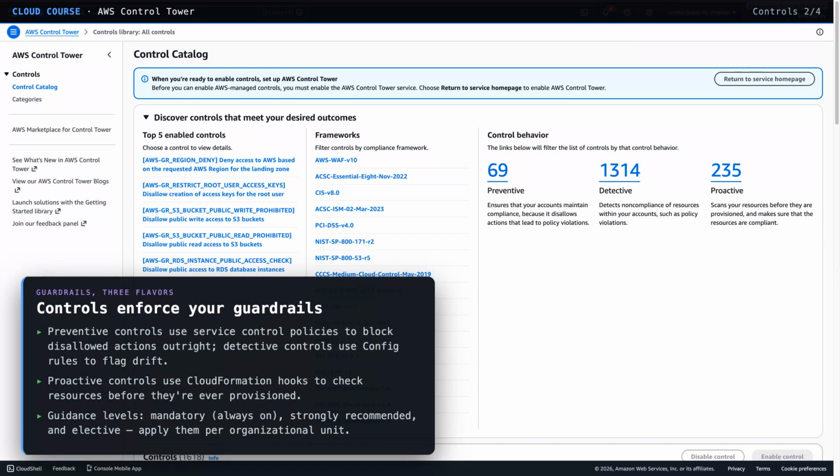Each control also carries a guidance level. Mandatory ones are always enforced, while strongly recommended and elective ones you choose to enable per organizational unit.